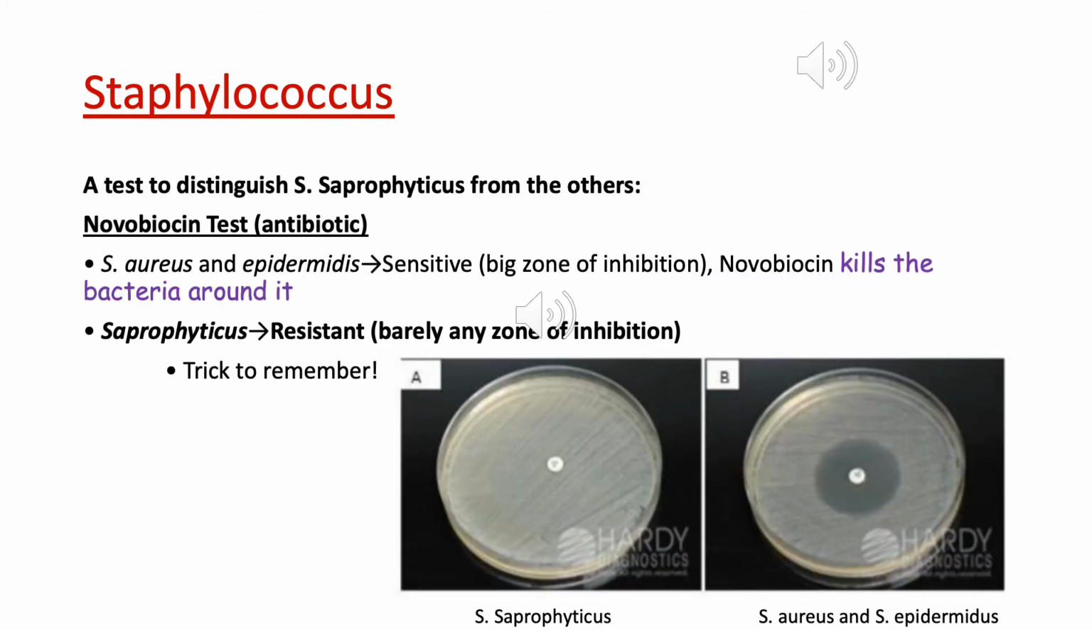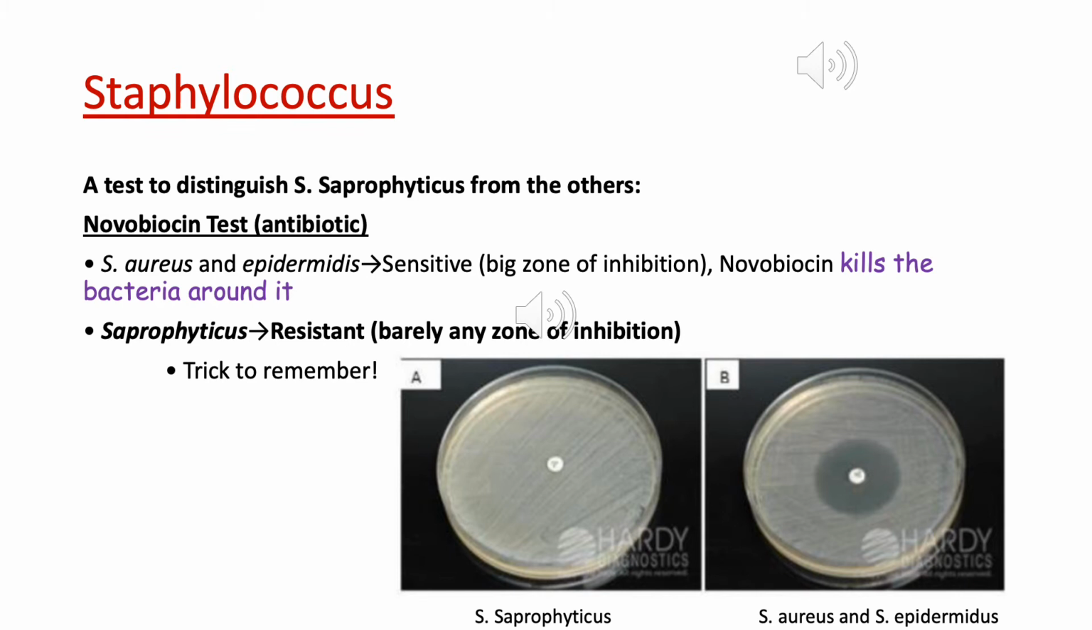So if you determine that your patient's infection is not Staph aureus, then you're going to need more tests. Now let's say you determined that your patient's infection is not Staph aureus, but you still need to distinguish what it is. So here's another test to distinguish Staph saprophyticus from the others. It's called the Novobiocin test, and it uses an antibiotic disc, which you can see in the picture here.